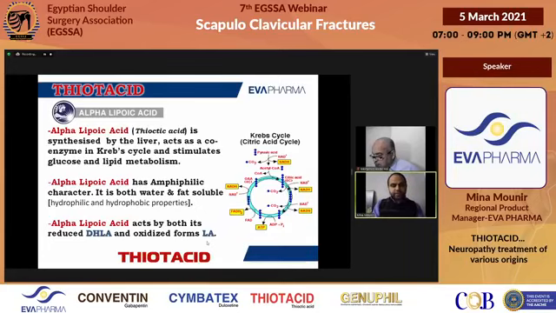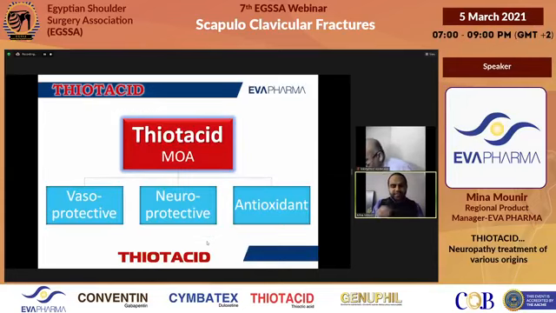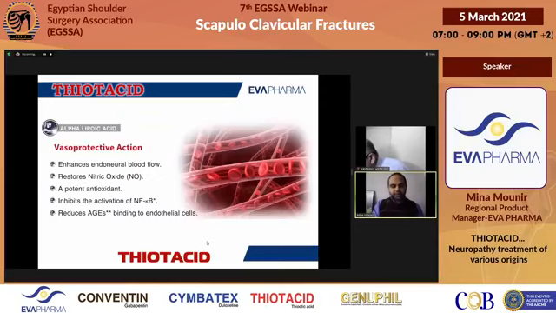A very specific characteristic of alpha-lipoic acid or thioctic acid in Thiacid is that it is amphiphilic, which is both water-soluble and fat-soluble, giving Thiacid the advantage of reaching the reactive oxygen species, ROS, or free radicals in intracellular and extracellular spaces. By its specific mechanism of action, Thiacid can target different mechanisms or pathophysiology of neuropathy, through its vasoprotective effect, neuroprotective effect, or even one of the most powerful known antioxidant effects.